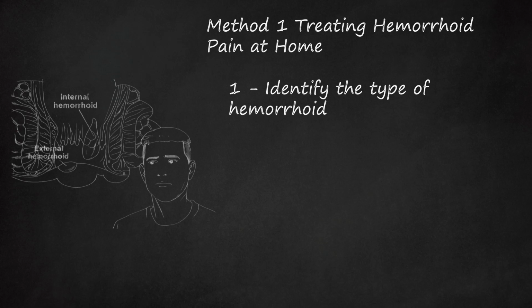Internal hemorrhoids develop in the lower rectum, and they are usually painless because the body doesn't have any pain receptors in the rectum. You may not even know you have an internal hemorrhoid until you notice blood in your stool or the hemorrhoid prolapsing, protruding from the anus.